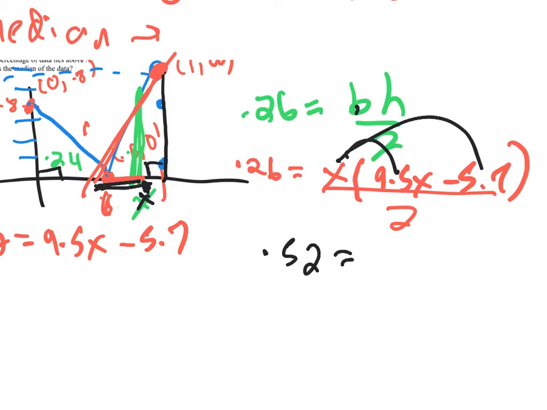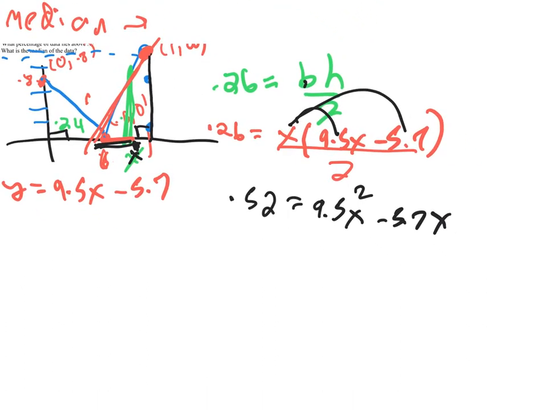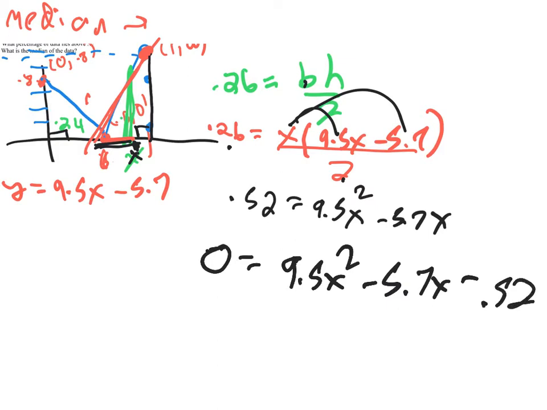Now I have to distribute that x that Joel wanted to do. 9.5x squared minus 5.7x. This turns out to be a lot uglier than I was thinking. Make it into a quadratic equal to 0. Why did you put 0.52? Because 0.26 times 2. So 0 equals 9.5x squared minus 5.7x minus 0.52.